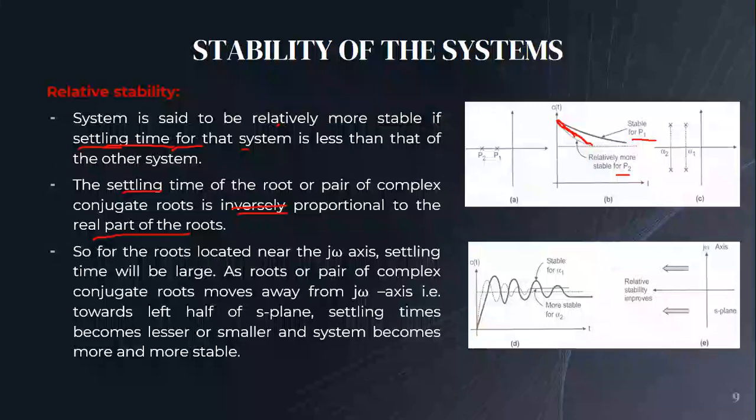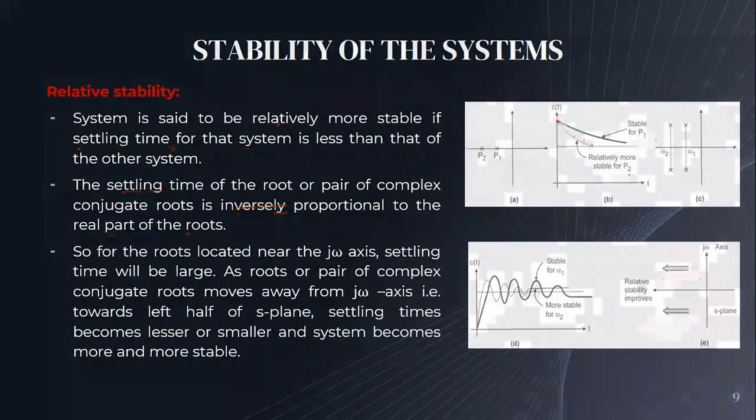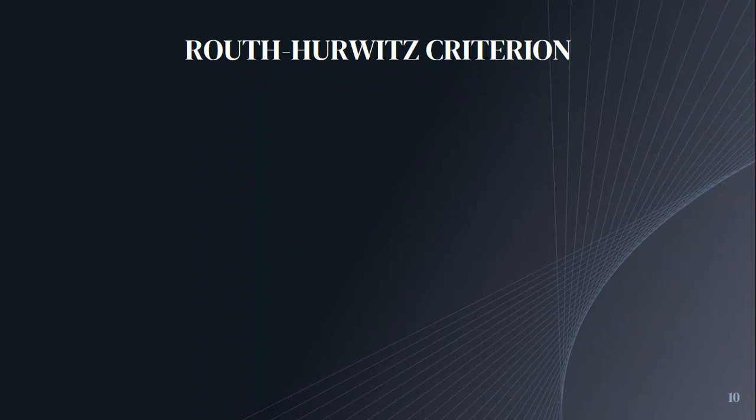So as we move away from the imaginary axis, the relative stability improves, and as we move closer to the imaginary axis, the stability decreases. The system becomes more prone to instability. Now we'll move on to the Routh-Hurwitz criteria.